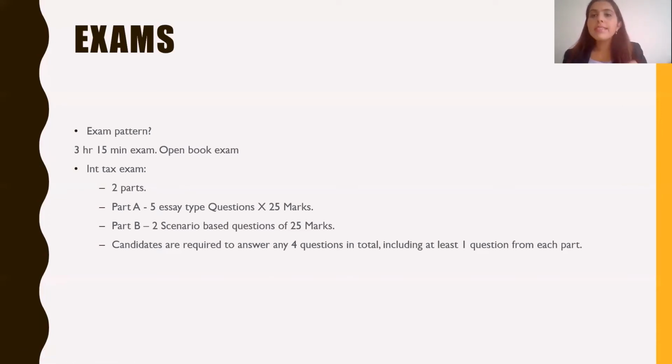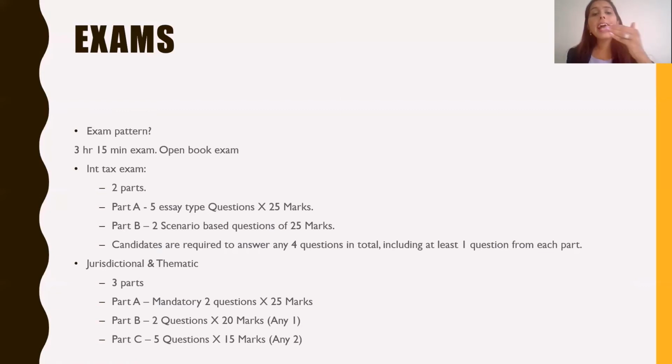You are supposed to answer any 4 questions from part A and part B. You can select which 4 questions you want to answer, combined from part A and part B, but you have to answer at least 1 question from each part. As I said, the essay type questions require you to give your opinion and detailed explanation. You are required to write a kind of essay. And in part B, there are case scenarios or case studies presented to you, for which you are required to present your opinion and your arguments.